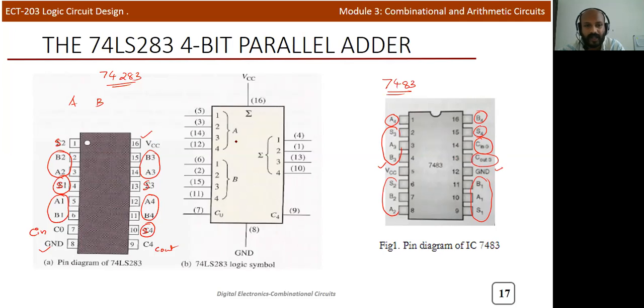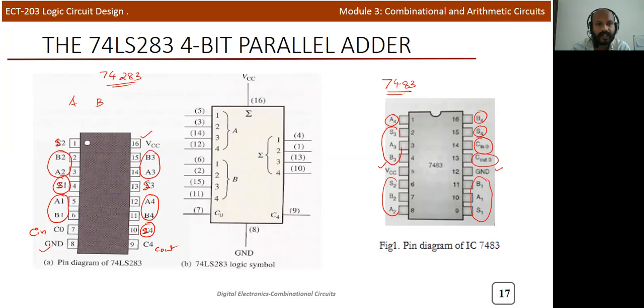So if you compare these two ICs, you can see that the 74283 is more convenient to connect, because the two bit positions are close to each other. But here the VCC is at 5 and ground is at the top. That's the only difference we can see at this particular moment. The pin diagrams are different for 74LS283 and 7483.